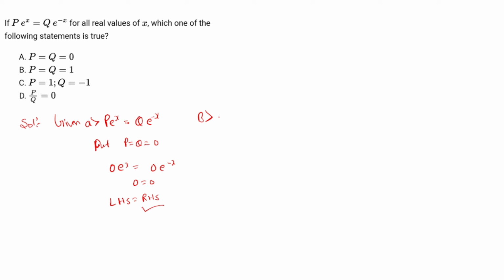Now check the next option: p equal to q equal to 1. Are these equal or not? When we put p equal to 1, then e to the power x equal to e to the power minus x, which is e to the power x equal to 1 by e to the power x. So these are not equal. e to the power x is not equal to 1 by e to the power x. So this option is not correct.